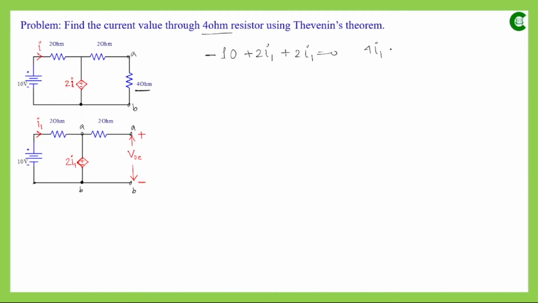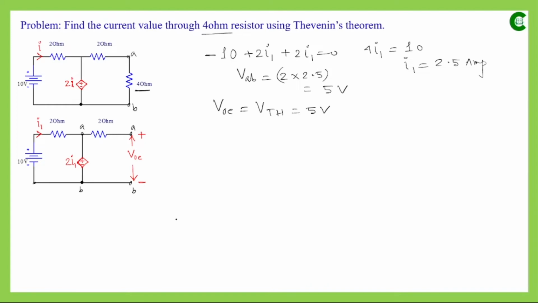So it will be 4I1, which will be equal to 10. That means I1 will be equal to 2.5 ampere. So the voltage drop across these two terminals AB will be 2 multiplied by 2.5, which is 5 volts. So the VOC or VTH for this circuit will be 5 volt.